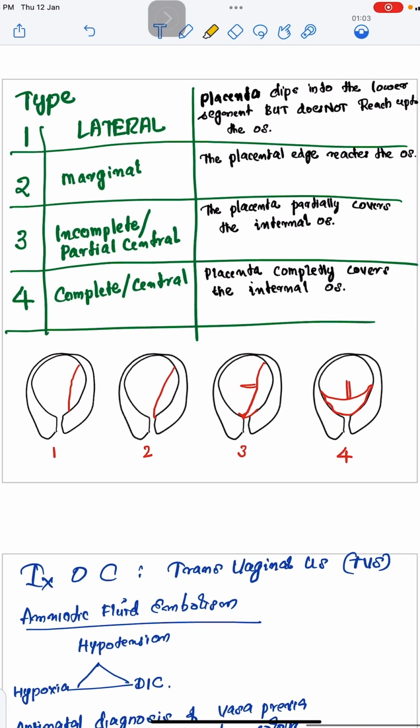So there are type 1, 2, 3, 4 placenta previa. Lateral placenta previa is where the placenta dips into the lower segment but does not reach up to the os. Marginal placenta previa is where the placental edge reaches up to the os. Then incomplete or partial central.